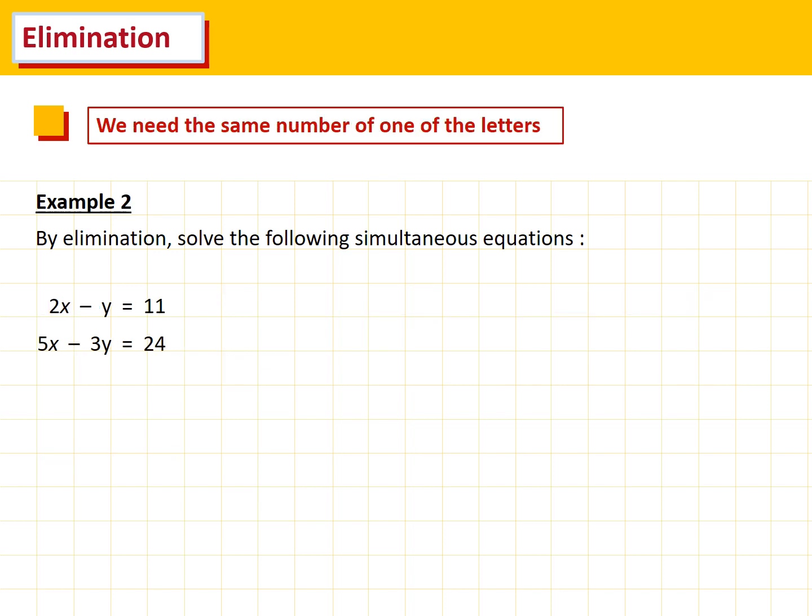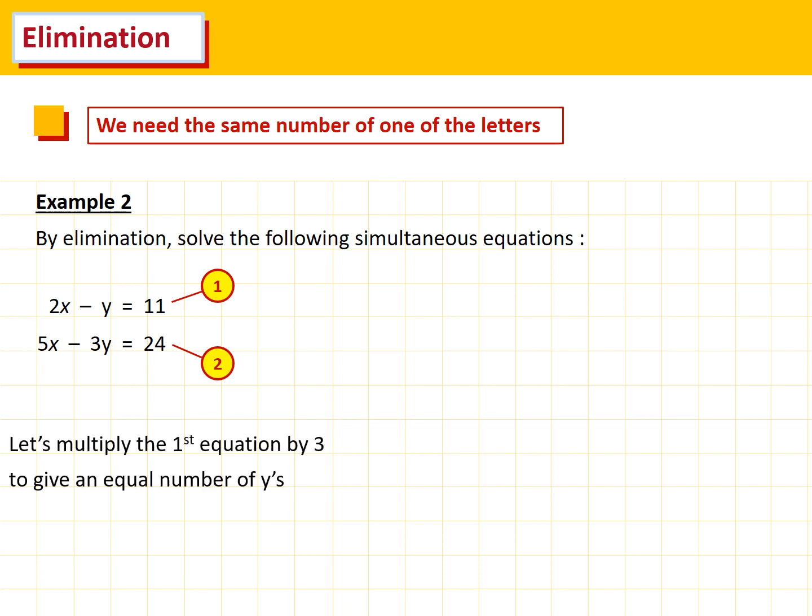On to example 2. The first thing we do, number the equations. We then wish to get either the same number of x or the same number of y. And we're going to multiply the first equation by 3 to give us the same number of y's. So when we multiply the first equation by 3, remember you multiply everything by 3. 6x subtract 3y equals 33. And equation 2 we keep as is. That's just 5x minus 3y equals 24.